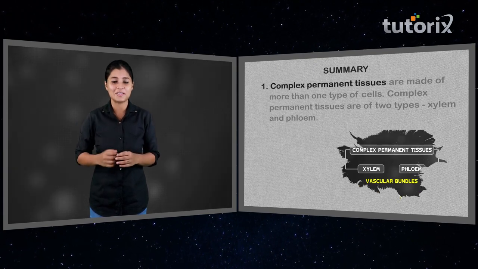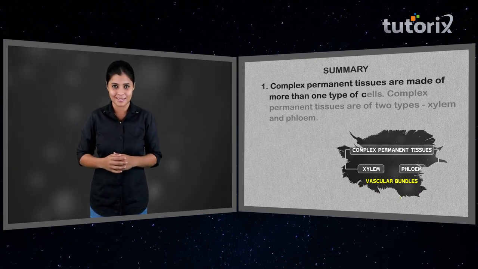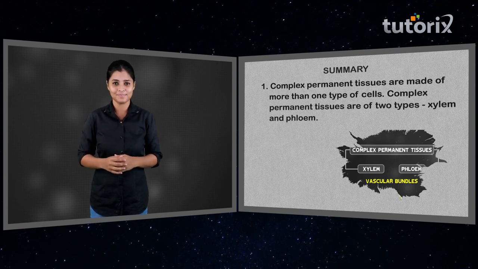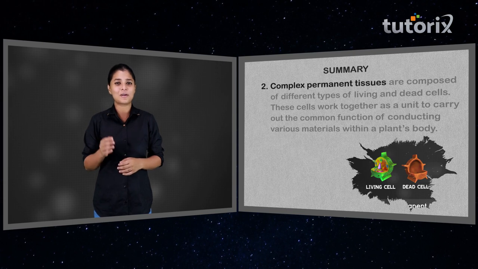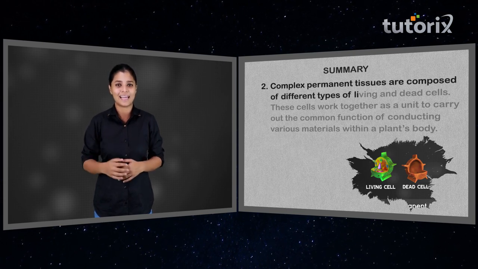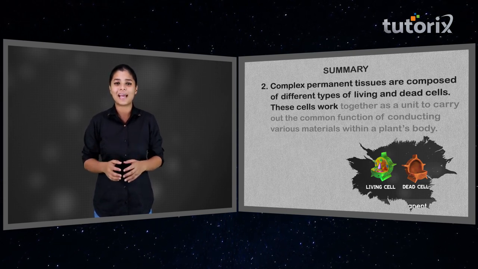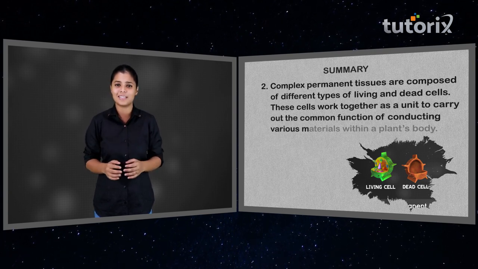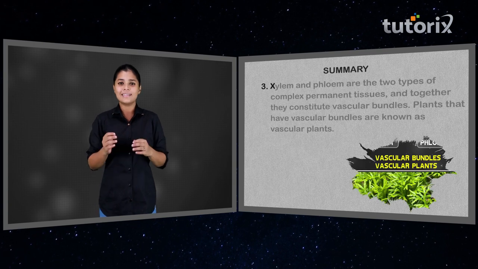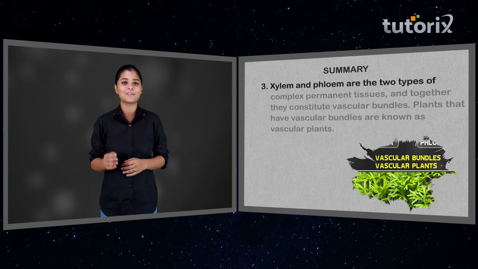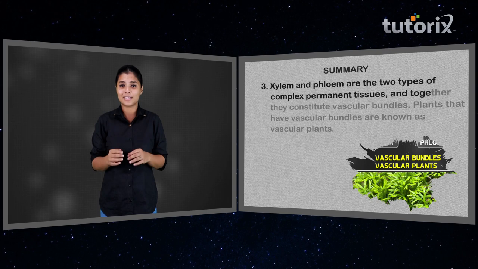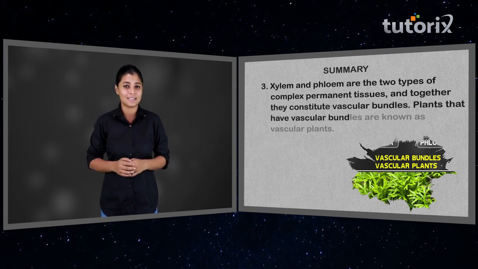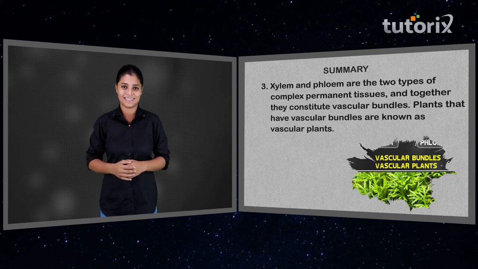Complex permanent tissues are made of more than one type of cells. Complex permanent tissues are of two types, xylem and phloem. They are composed of different types of living and dead cells. These cells work together as a unit to carry out the common function of conducting various materials within a plant's body. Xylem and phloem are the two types of complex permanent tissues, and together they constitute vascular bundles. Plants that have vascular bundles are known as vascular plants.